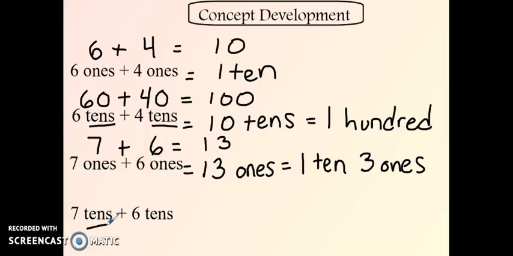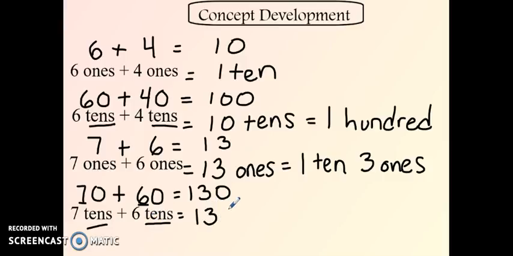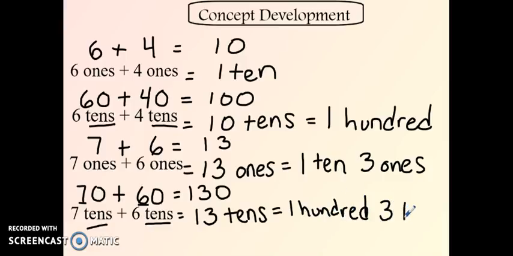Here we have 7 tens, which equals 7 and a 0, which is 70, plus 6 tens, which is a 6 and a 0, which is 60. 70 plus 60 equals 130. So 7 tens plus 6 tens equals 13 tens, which equals 1 hundred 3 tens.